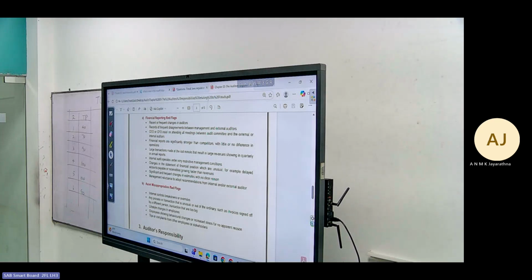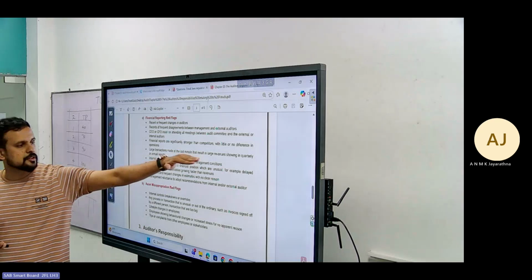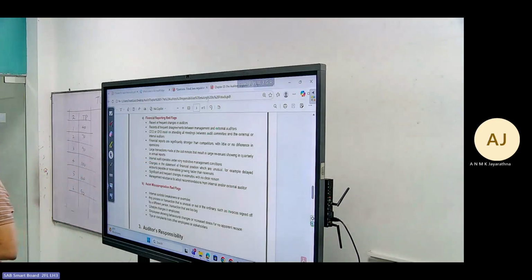Last minute entries. Here we have a mention of large transactions made at the last minute that result in large revenue showing in quarterly and annual reports. At the last minute, some bogus entries have been passed by the accounts division to increase the revenue and profit. But that instruction was given by whom? The CEO. Reasons could be anything. If they increase the revenue, they will get the performance bonus, incentive; the objective can be anything. So they have increased the revenue by passing last minute journal entries, bogus entries. Then those journal entries are not justifiable.